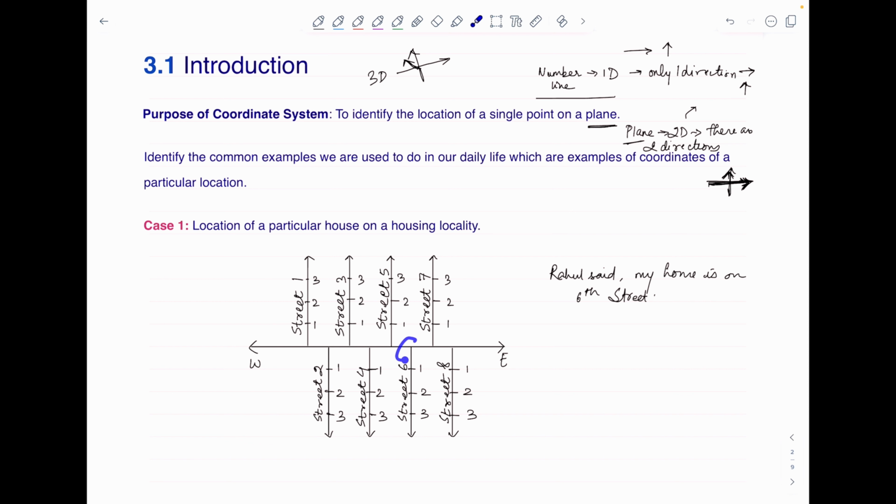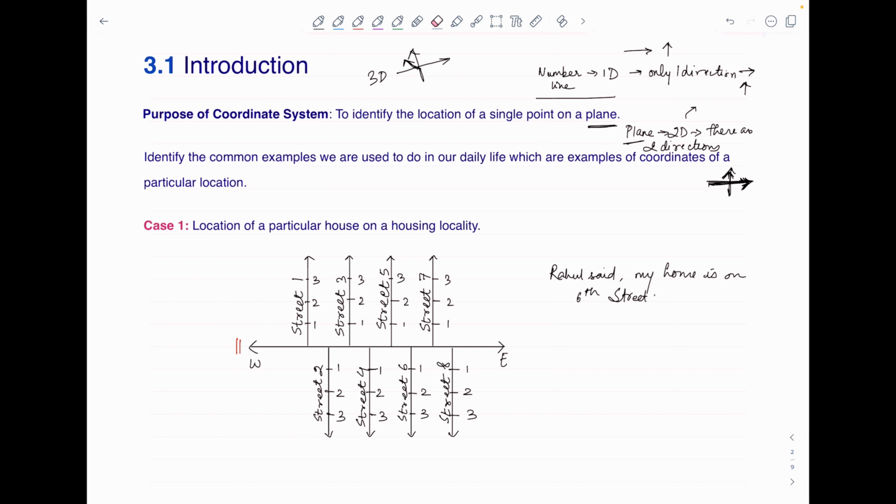So you wanted to go to his house, so you asked him, and he said that his house is in 6th Street. You reached the main gate. At first you reach the main gate. The main gate is located where? At the west side the main gate is located.